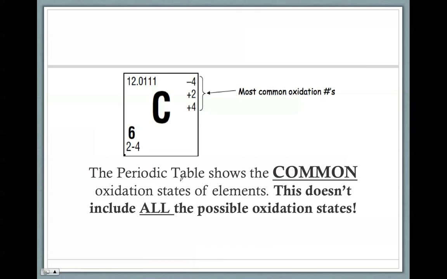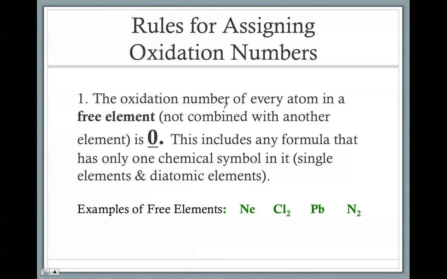The periodic table only shows the most common oxidation states of all the elements. It doesn't include all of them. So sometimes you might find later in this unit that you get an oxidation number that isn't on the periodic table. That doesn't mean you're wrong, because these are only the most common types. You may come across ones that aren't listed.